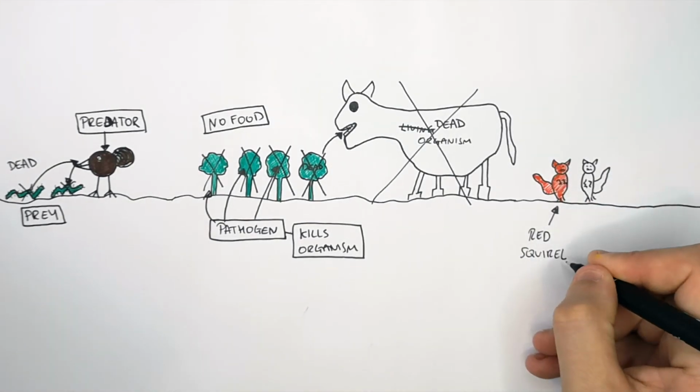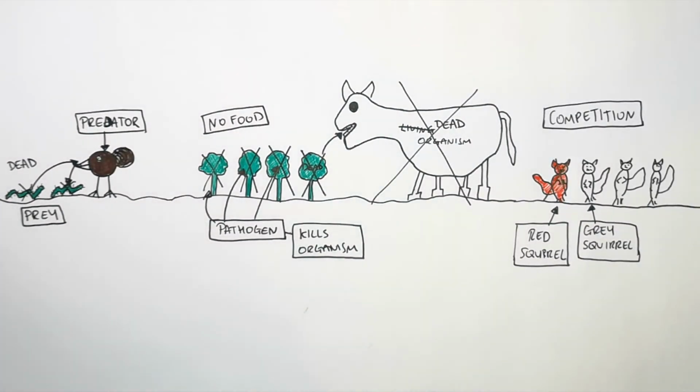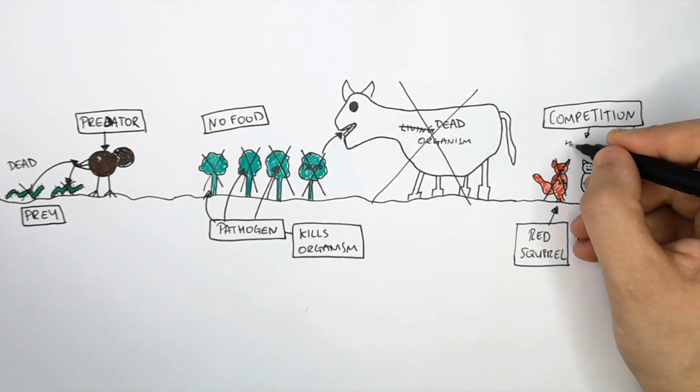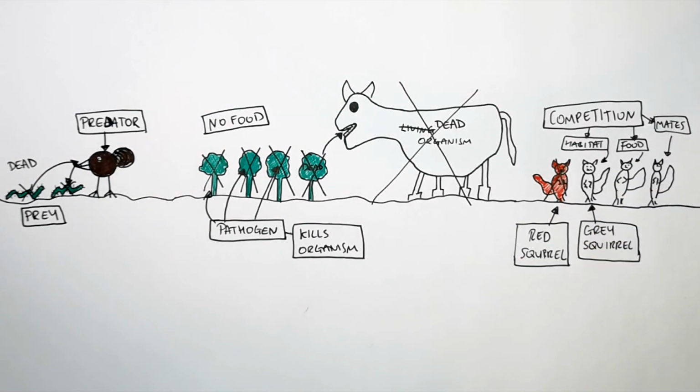This here is a red squirrel and this is a grey squirrel, and there is competition between the two organisms. The red and grey squirrel are going to compete for food, they're going to compete for habitat, and they're going to compete for mates. So because the grey squirrel is better adapted to its environment, it is more likely to survive, and it did, so it outcompeted the red squirrel. This is another example of a biotic factor increasing the numbers of grey squirrels in Britain.